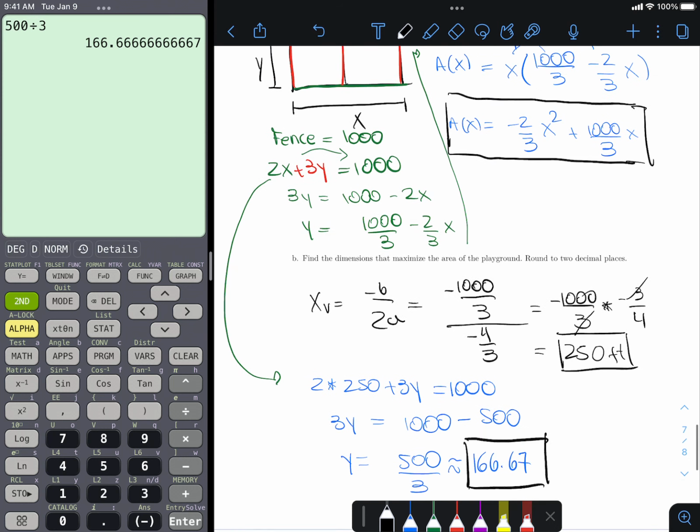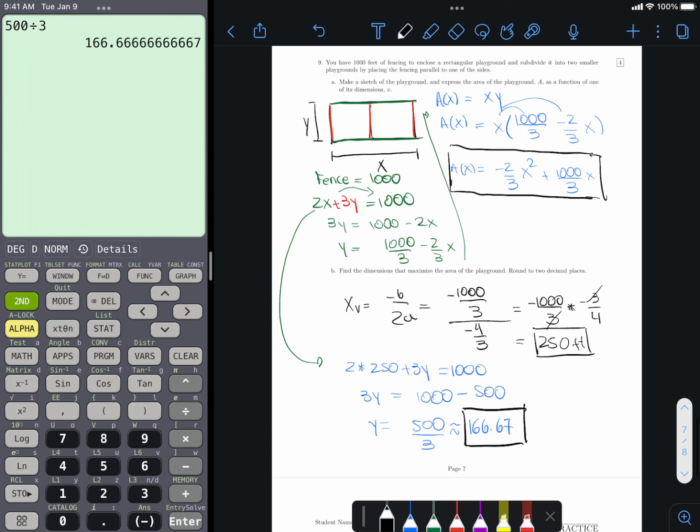What could happen if you chose at the beginning, if you switch x and y and say x is the vertical and y is the horizontal in my drawing, is that you're going to get x equals 166.67 and y equals 250. But that doesn't matter because I want the dimensions. All that I care about is that you have those true values and that you clearly showed me how you found them. Okay.